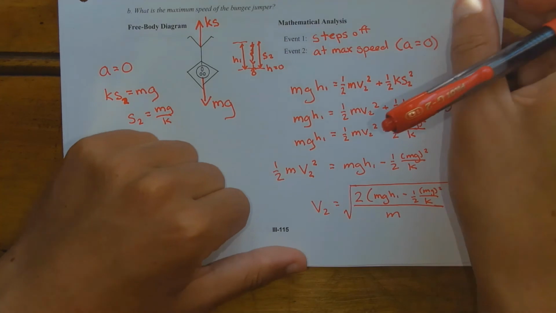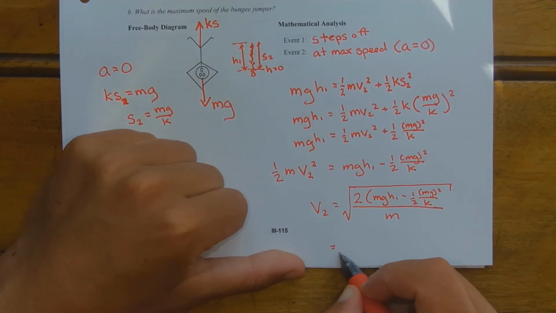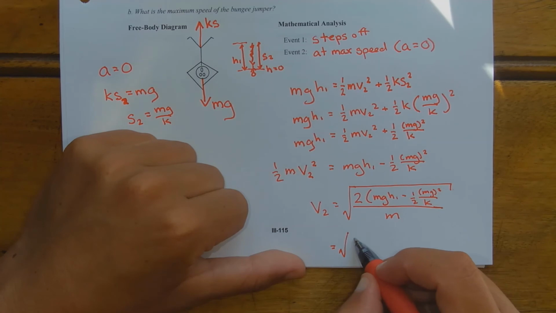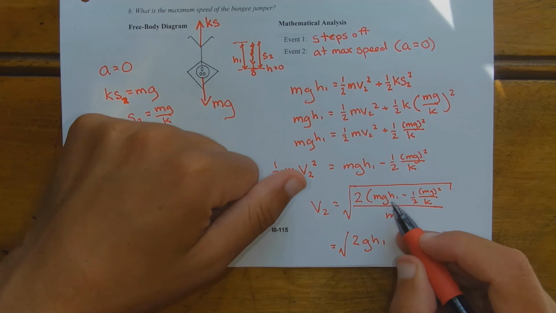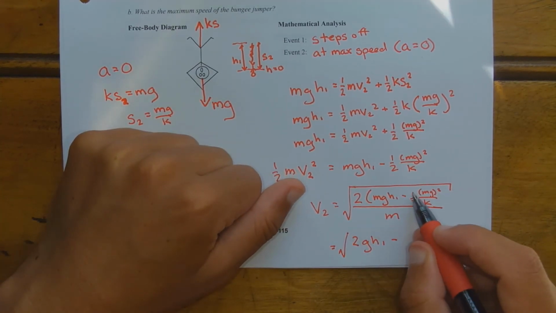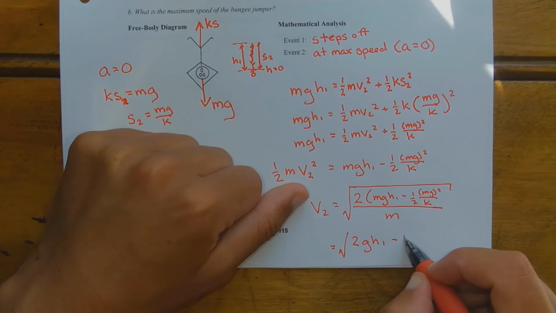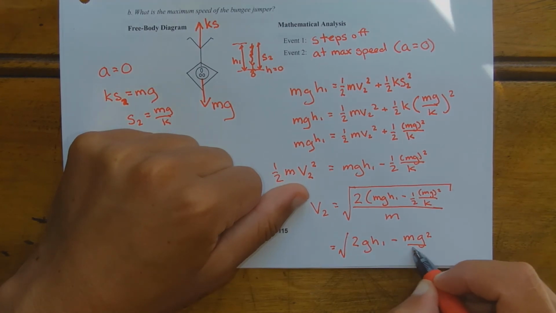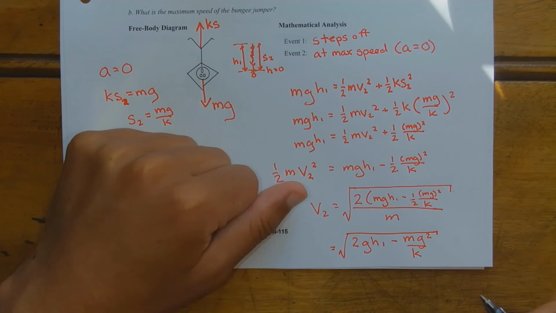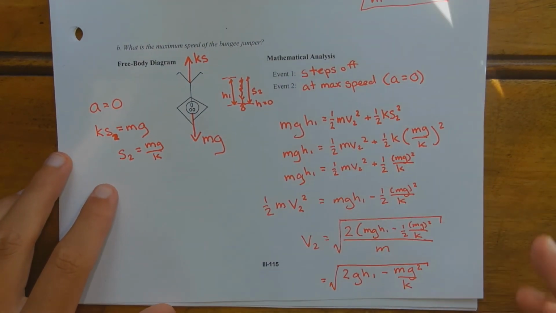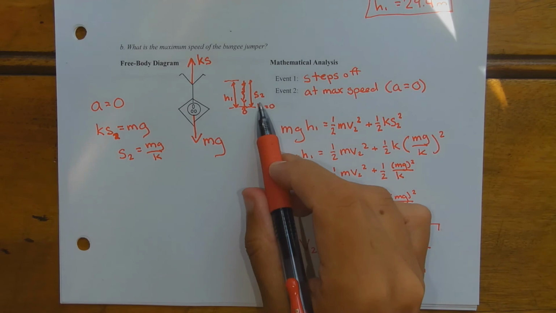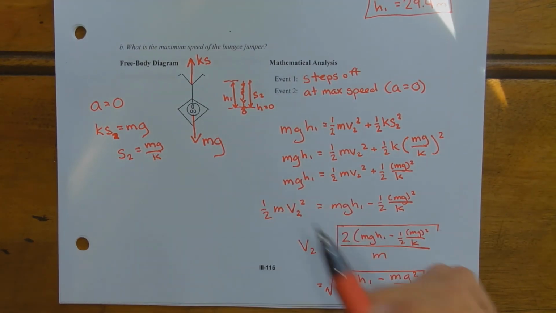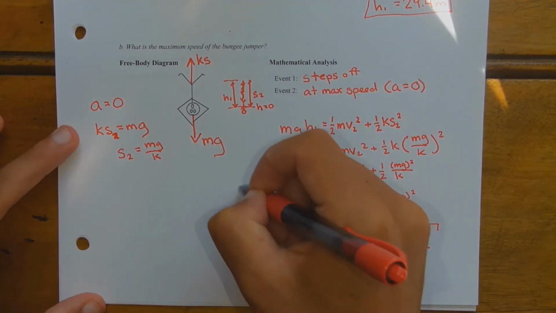I can simplify this a little bit. So I have 2 times gh1, multiplying by 2 and dividing by the mass. Multiplying by 2 gets rid of the 1/2 here. Dividing by the mass gets rid of one of those m's. And I can plug numbers in here in order to find v2. I could if I knew what h1 was. I do know h1 is equal to s2. I know s2 is equal to mg over k, so I have to put that in also.